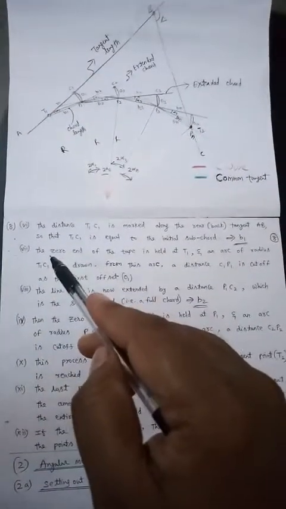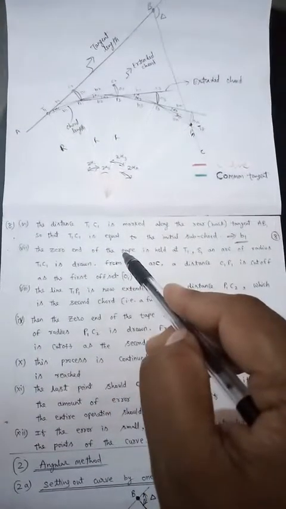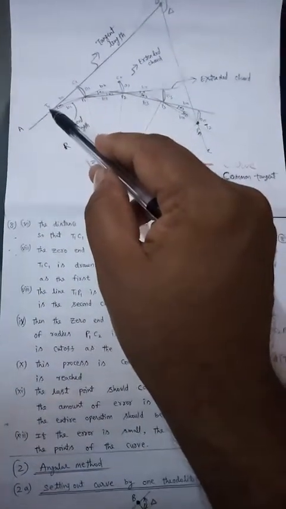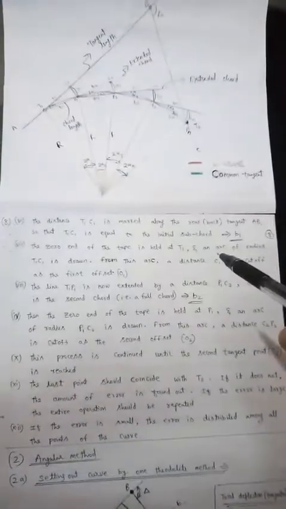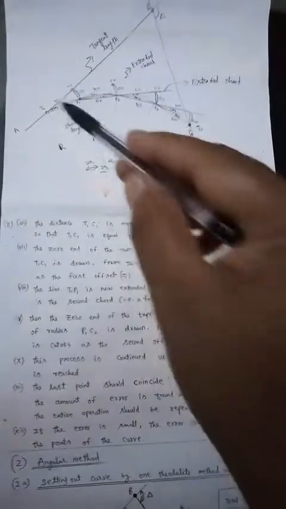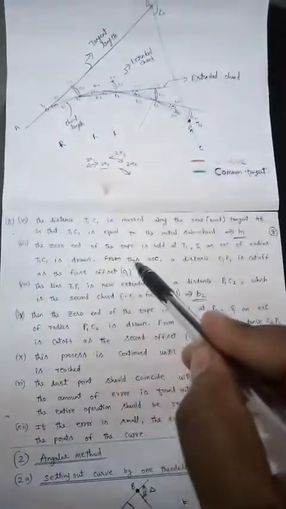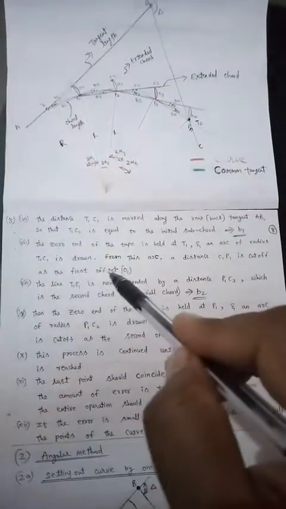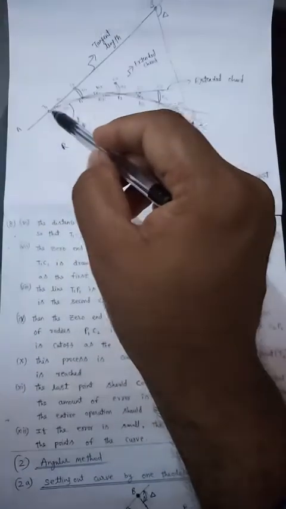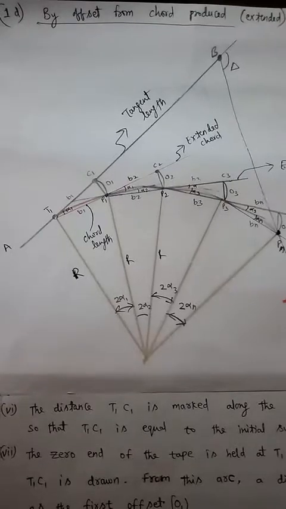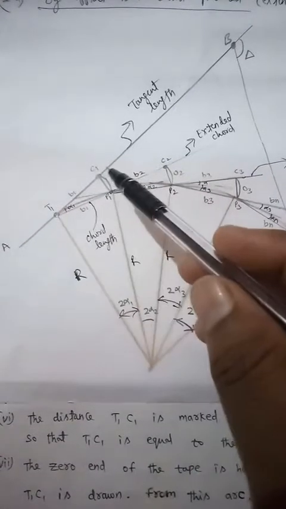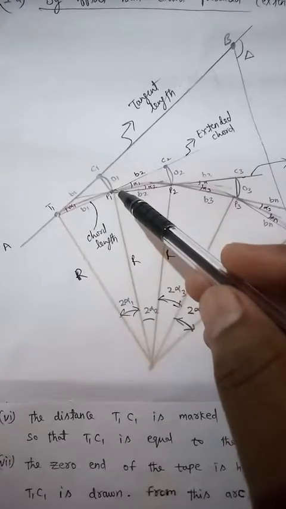Next point, the zero end of the tape is held at T1. This is the point T1, and an arc of radius T1C1 is drawn. From this arc, a distance C1P1 is cut off as the first offset. The radius of arc T1C1, making an arc up to the first offset.